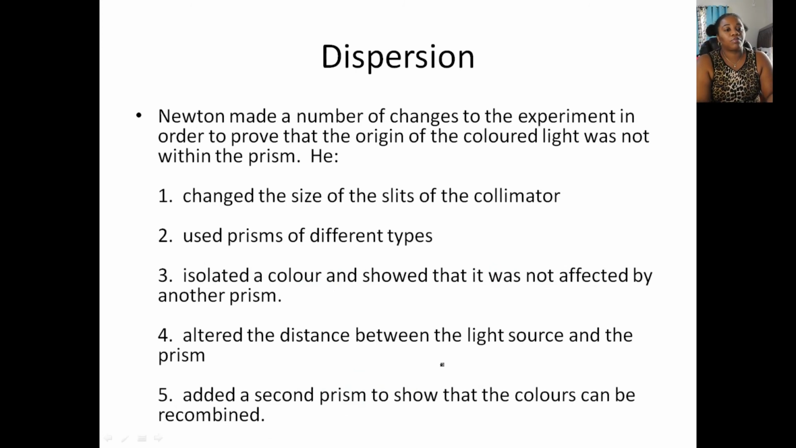So Newton made a number of changes to the experiment in order to prove that the origin of the colored light was not within the prism. He, 1, changed the size of the slits of the collimator. 2, used prisms of different types. 3, isolated a color and showed that it was not affected by another prism. 4, he altered the distance between the light source and the prism. And 5, he added a second prism to show that the light colors can be recombined. So he did 5 things to prove that white light was made up of 7 different colors.